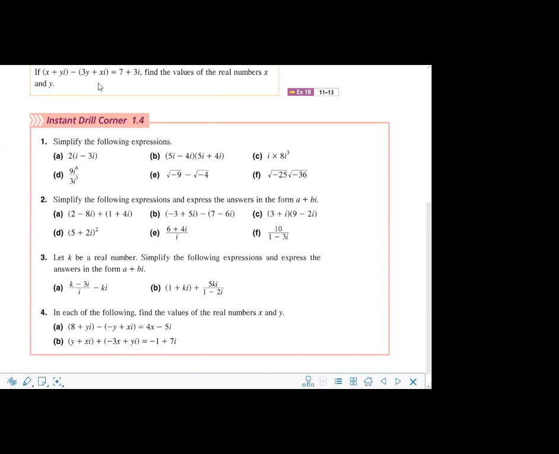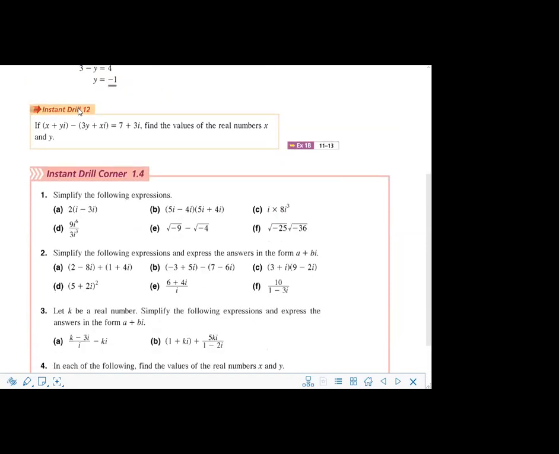Instant drill number 12. Yes. So classwork: instant drill 12 and instant drill corner 1.4 question number 4. Okay, which is on the classwork on the 4th of September, question number 10 and 11. I give you 5 minutes for this.